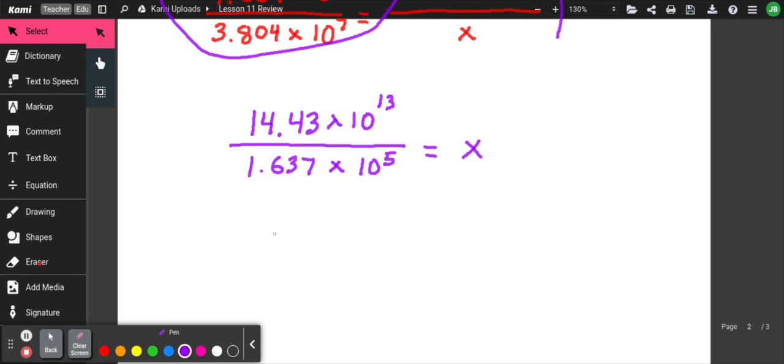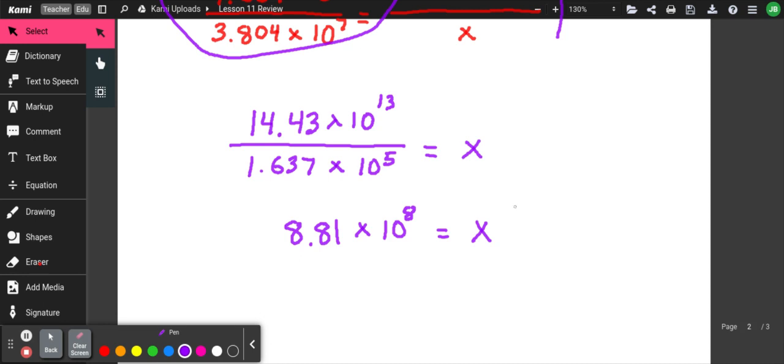Now, when we divide, remember, we're going to convert this into two different problems. So really, I'm getting 14.43 divided by 1.637. And for that, I get 8.81. So we're going to say that this is going to be 8.81. Notice it's now back to a single digit, times 10 to the power of. Now, when I'm dividing, 10 to the 13th divided by 10 to the 5th, 13 minus 5 is 8. So it's times 10 to the 8th power. And that's going to equal the population of the United States.